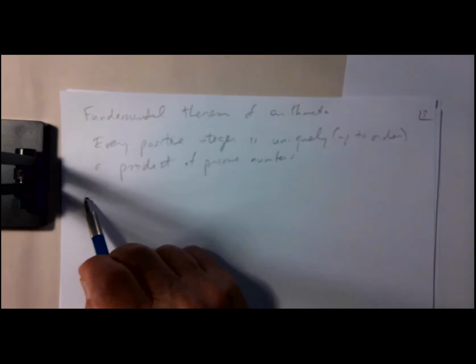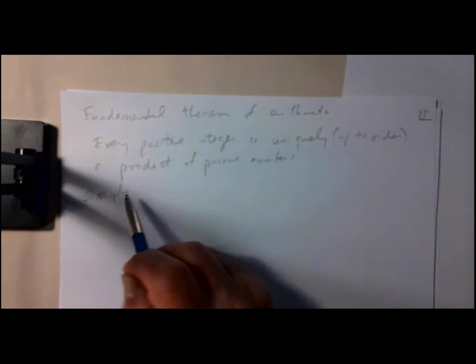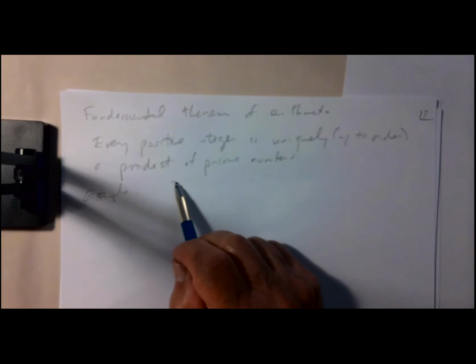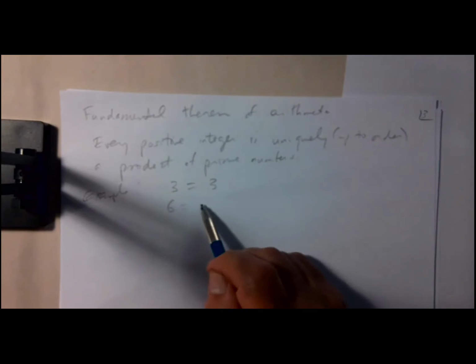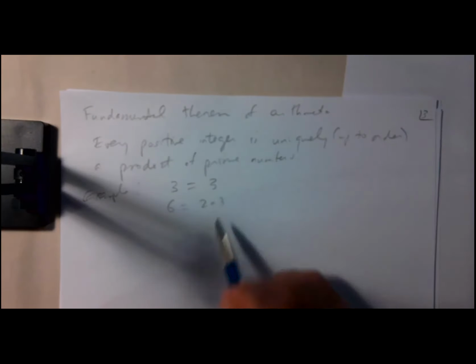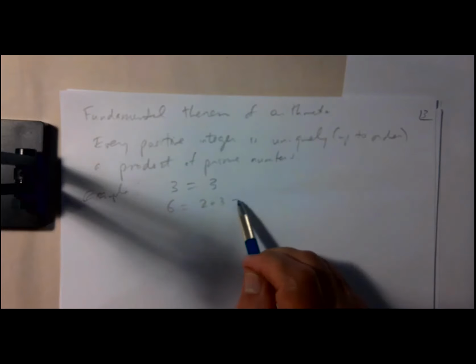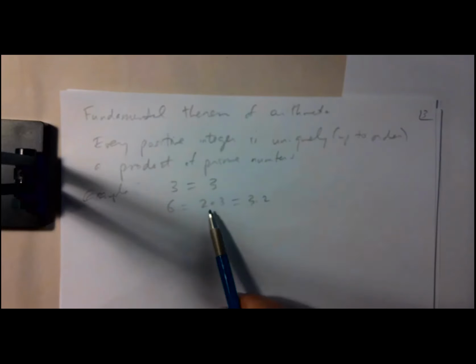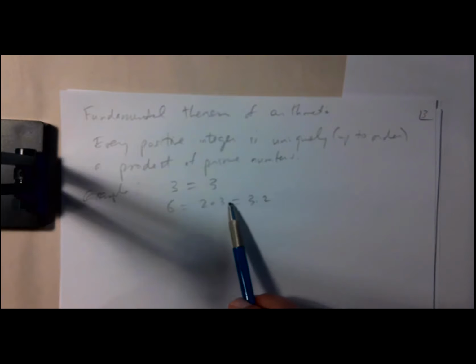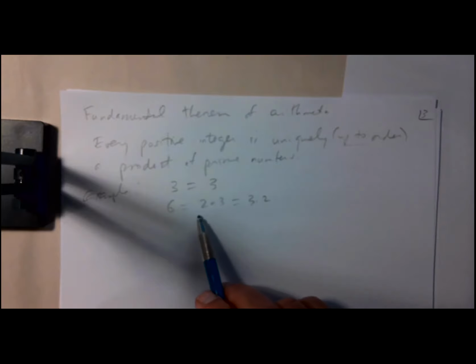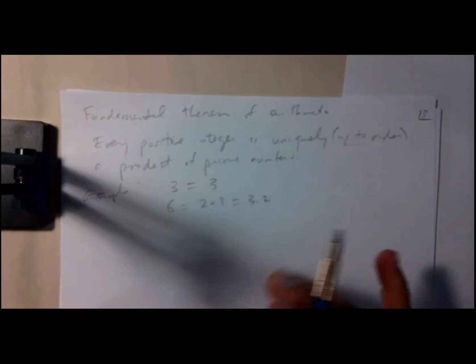So, for example, 3 is 3. It's a product of 1 prime. 6 is 2 times 3. It's a product of 2 primes. It's also 3 times 2, but up to rearranging the factors, these are the same. This is what up to order means. If we wanted to write the primes in increasing order, then it'd be completely unique.